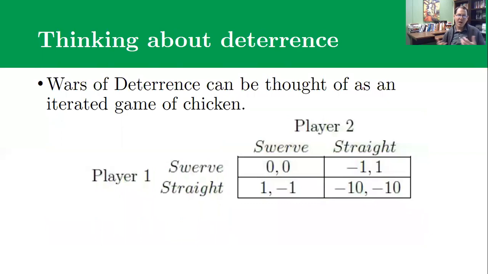Okay, we could think about that in terms of a simple game theoretic analysis. I'm going to briefly run through this because I think it's worth introducing. This story about deterrence is oftentimes modeled as a game of chicken. Game of chicken is probably something you've heard of before. It's that story about two cars driving at each other, and the question is, are they going to crash into each other? Is one going to swerve? Are they both going to swerve?